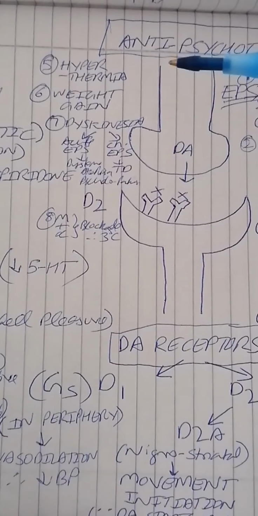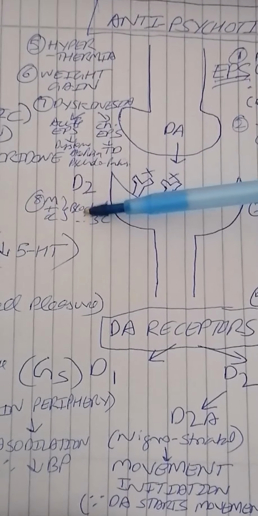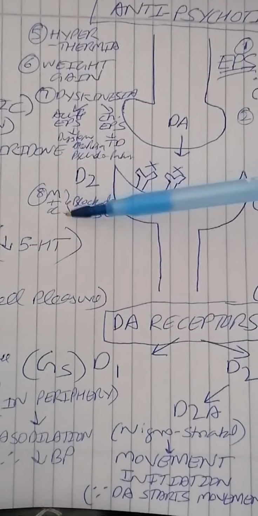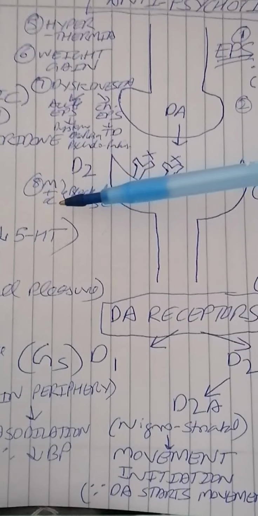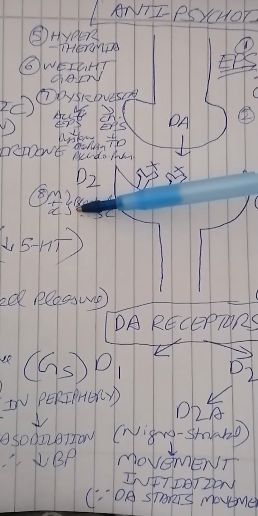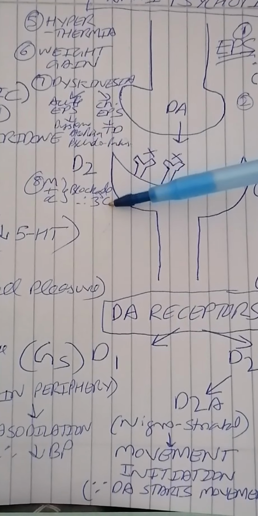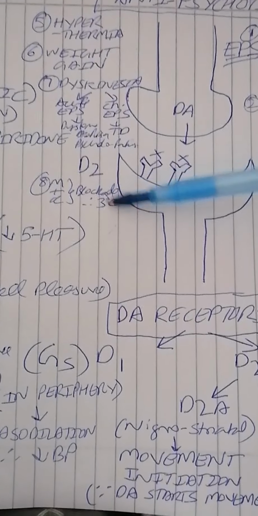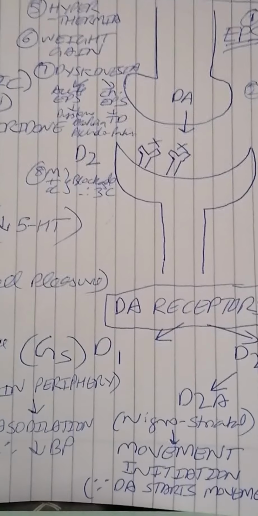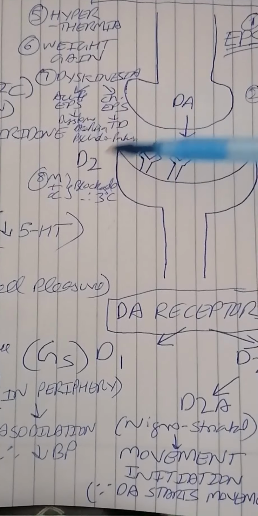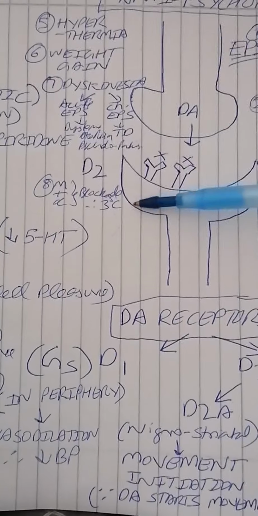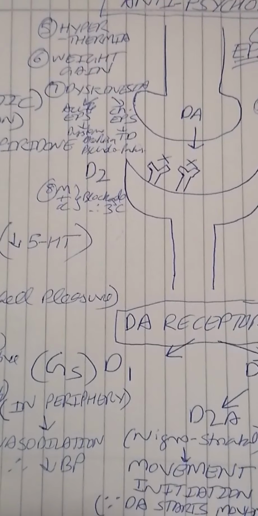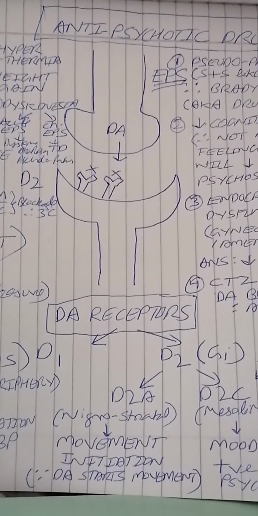And antipsychotic drugs also have a role in muscarinic blockade and alpha blockade. So they can block your muscarinic and your alpha receptors. This is also very important, because if they block, then you can have the 3 C's. Cardiotoxicity, that is what you can have because of antipsychotic drugs. C for convulsion too, so you can have convulsions also. So these are all about antipsychotic drugs.